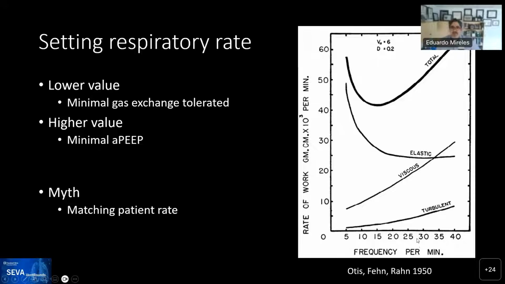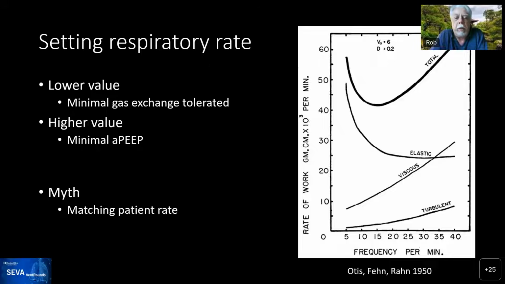Sure, just briefly, back in the 50s, Otis, Fenn, and Rahn and Mead were studying respiratory patterns of normal patients and normal breathing patterns. And what they discovered was that there is a relationship between frequency and the rate of work, which is power, that the body actually has to expend to get whatever level of minute ventilation is required for adequate blood gases.